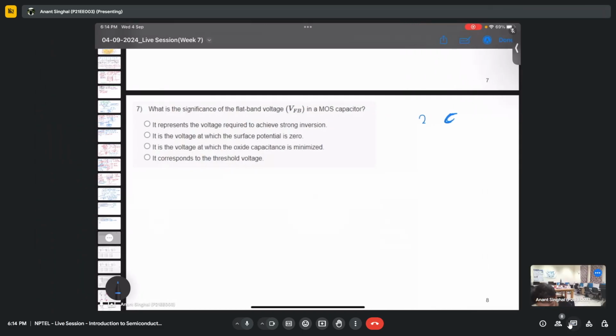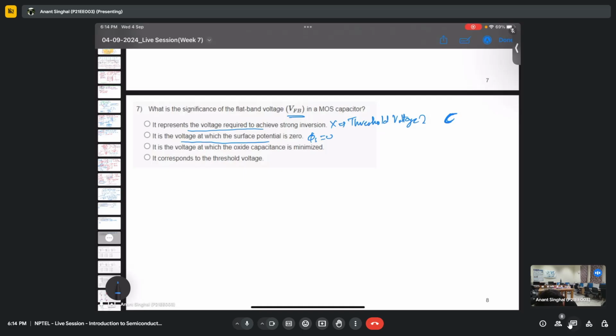Okay, so let's check. What is the significance of flat band? Option A: it represents the voltage to achieve the strong inversion. So this is wrong. This is nothing but the threshold voltage. Option B: it is the voltage at which the surface potential is zero.